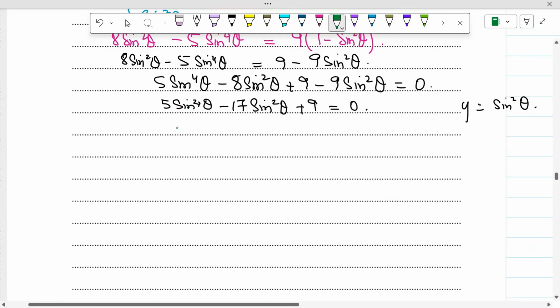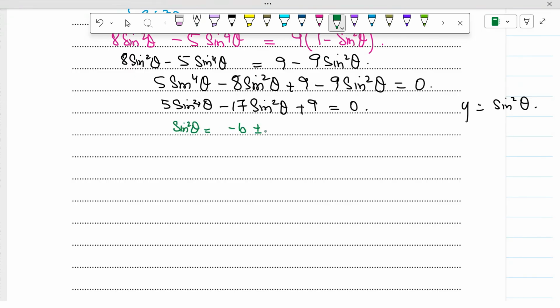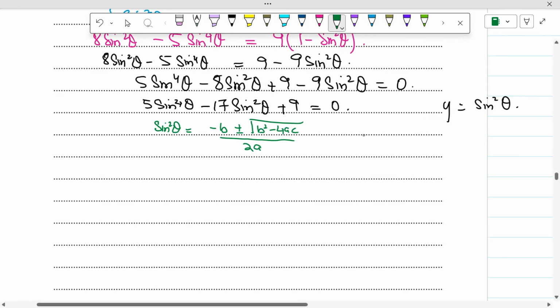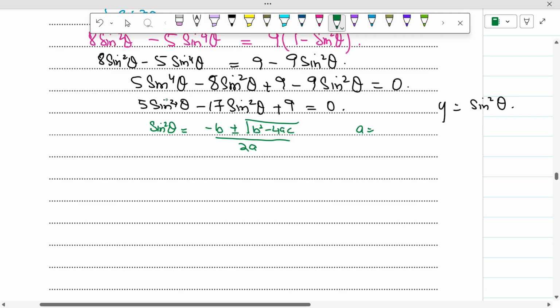So we know that sine square of theta is equal to negative b plus or minus the square root of b square minus 4ac, over 2a. And in this case, a is the coefficient of sine to the power of 4, which is 5. The coefficient of sine square is b, which is negative 17. And c is the constant, which is 9.